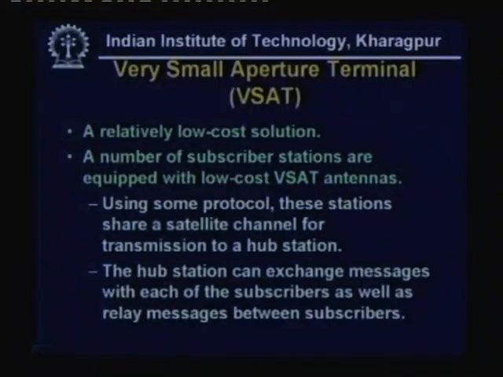Here, what can be done? Using some protocol, these stations can share a satellite channel for transmission to a hub station. This is hub based. There will be a central station called the hub station, and the hub station can exchange messages with each of the subscribers as well as relay messages between the subscribers. So, we can see here this VSAT is a very low cost alternative to have communication among a number of stations, and let us see how this is done.